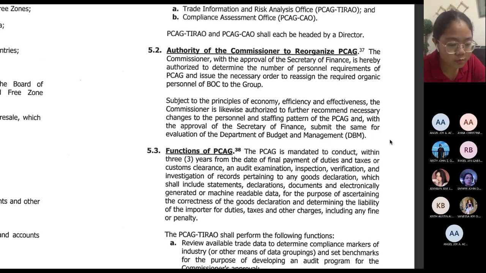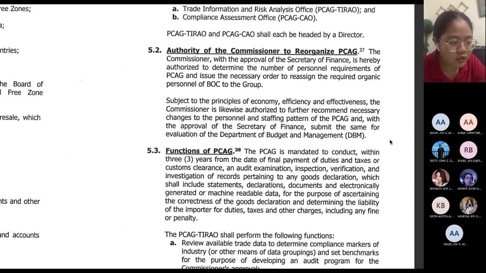5.3 Functions of Post-Clearance Audit Group. The Post-Clearance Audit Group is mandated to conduct, within 3 years from the date of final payment of duties and taxes or customs clearance, an audit examination, inspection, verification, and investigation of records pertaining to any goods declaration, which shall include statements, declarations, documents, and electronically generated or machine readable data for the purpose of ascertaining the correctness of the goods declaration and determining the liability of the importer for duties, taxes, and other charges, including any fine or penalty.